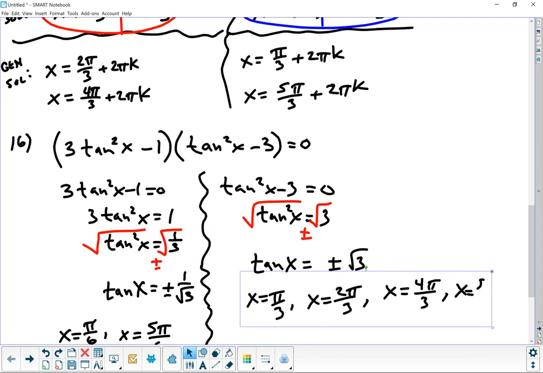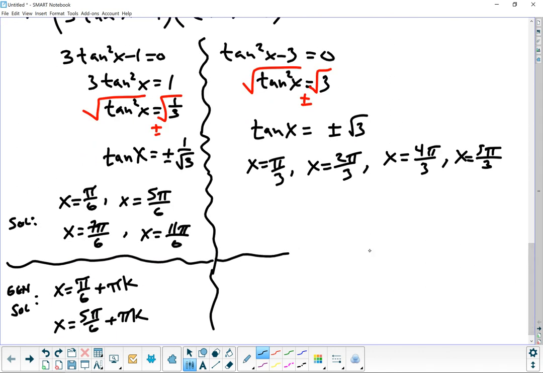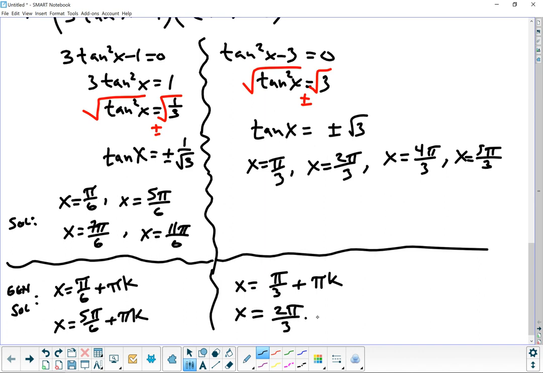Let's move it over. There we go. X equals 5 pi over 3. Okay, and that is our solution. The general solution would be x equals pi over 3 plus pi k, and x equals 2 pi over 3 plus pi k, right?